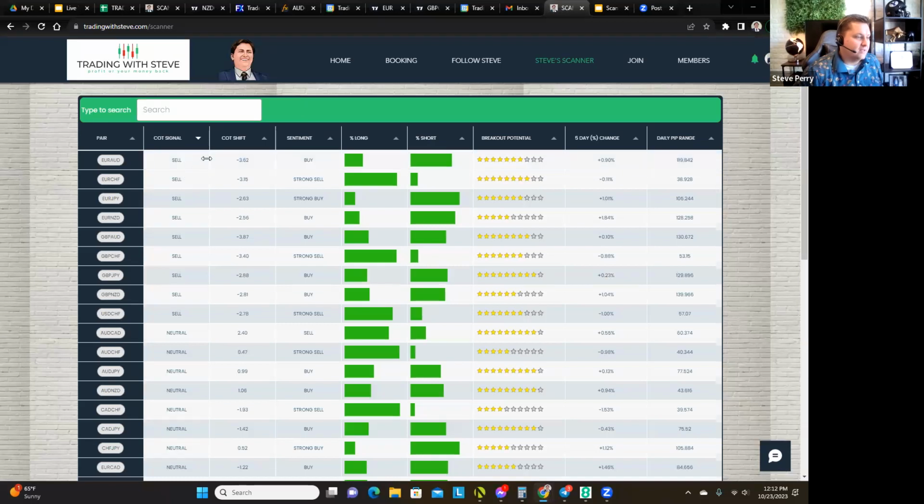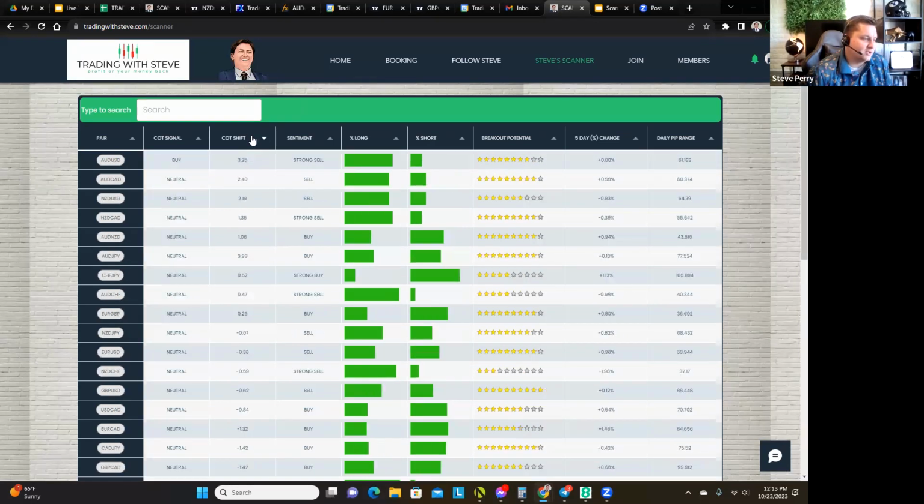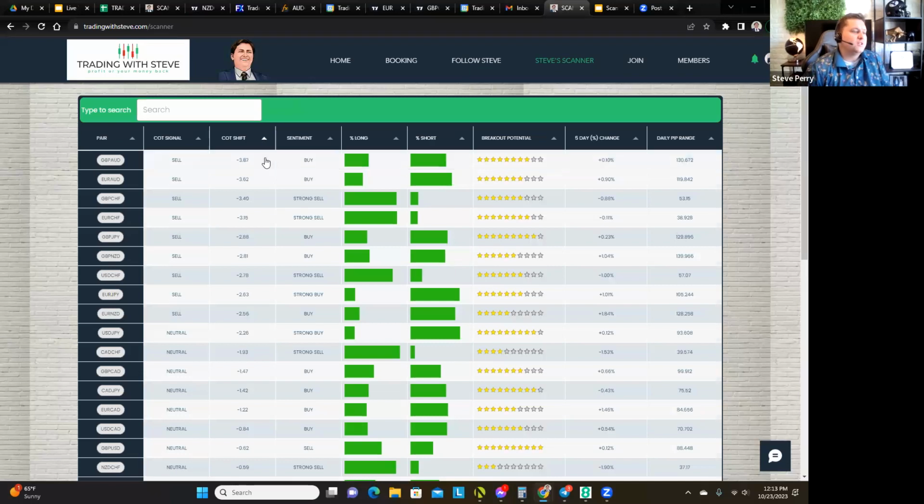But in the event that we had a very large shift, then you would get either a strong buy or a strong sell. But right now, these are just classified as either sell, buy, or neutral this week. This is the shift. If I categorize the COT shift, you can see the biggest shifts versus the smallest shifts.